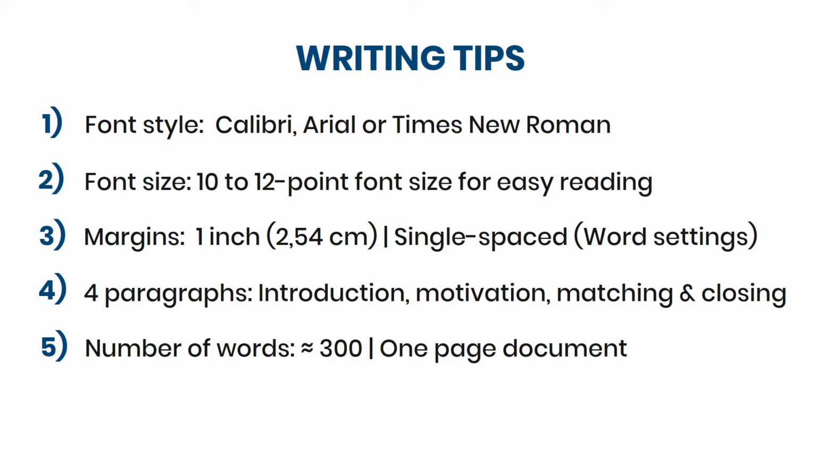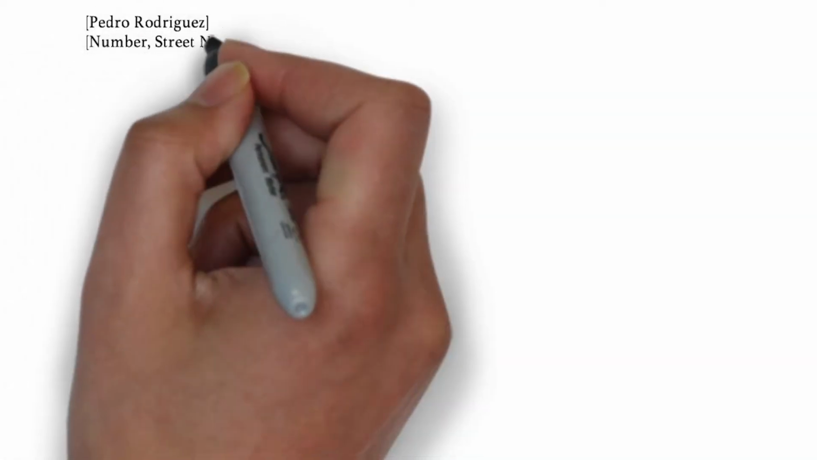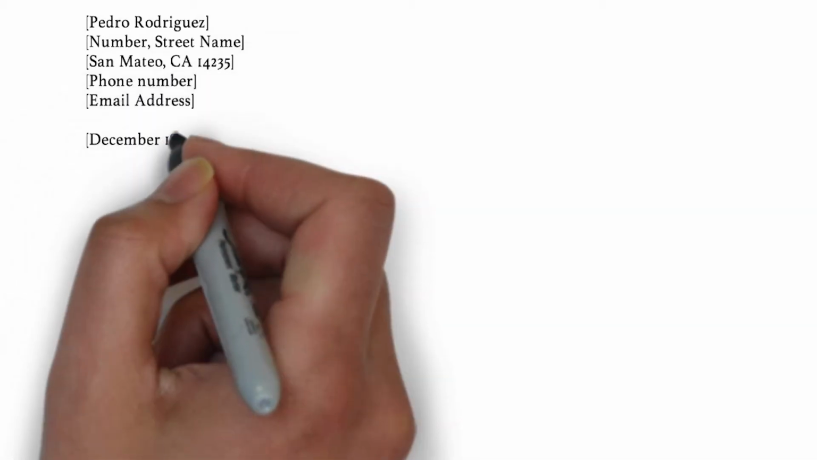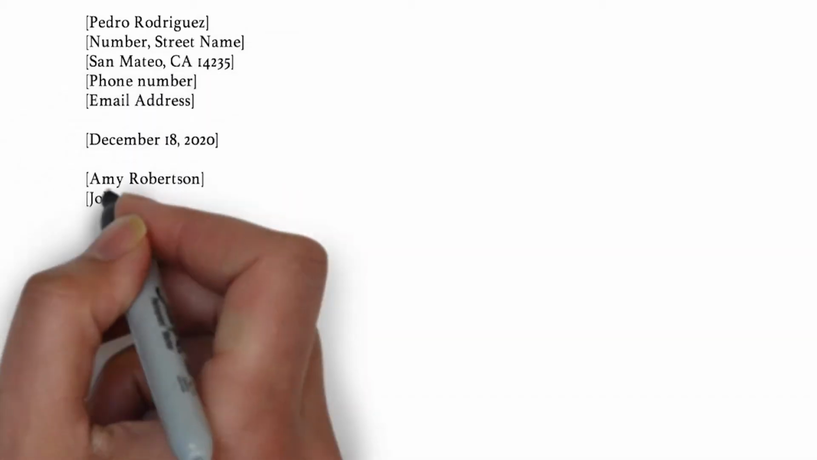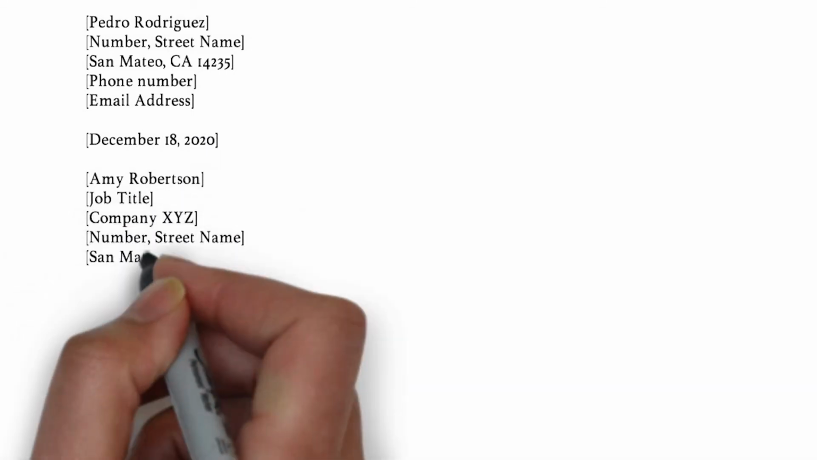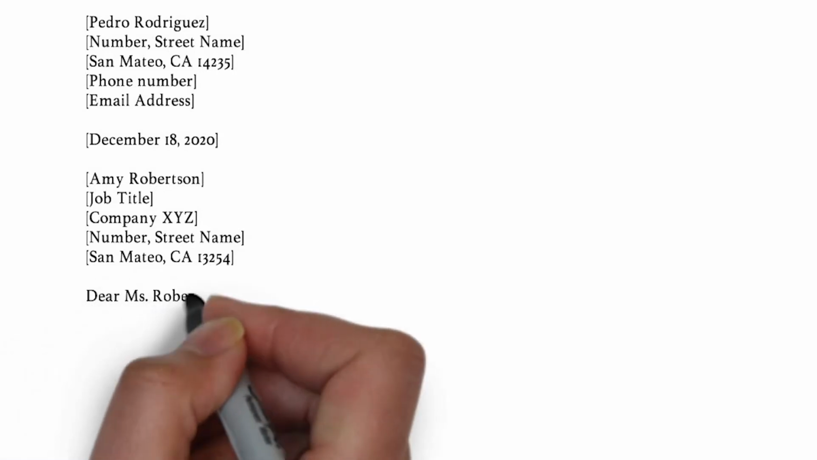Okay, that's it for the writing tips. Next up, I want to start writing the example letter. Now first you need to list your contact information on the left side. In between white lines underneath, we put the date and then the reader's name and job title, followed by the company's information. As for the salutation, we write Dear Miss Robertson.